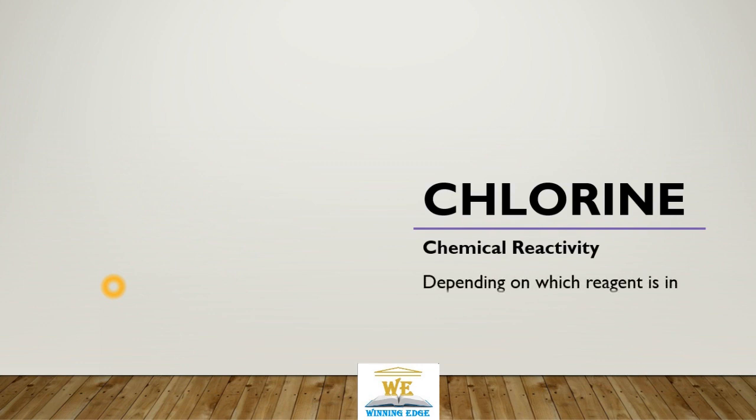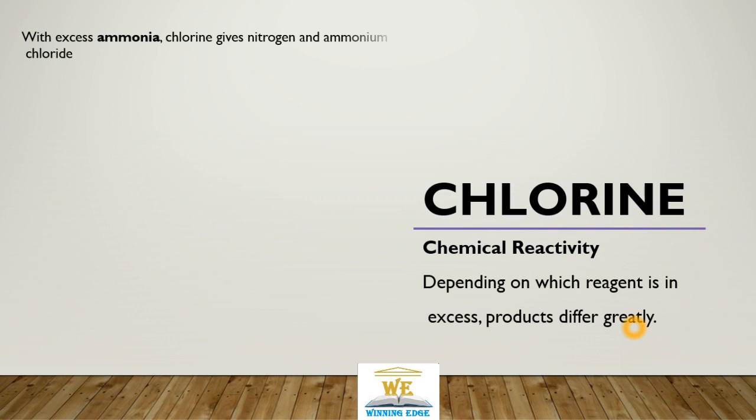Chemical reactivity of chlorine: depending on which reagent is in excess, the product can differ greatly. Here, let's say we are passing chlorine through ammonia. If we have ammonia in excess, then we get ammonium chloride and liberation of nitrogen.